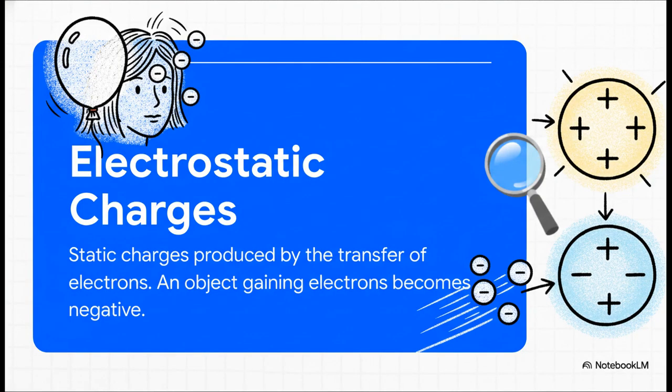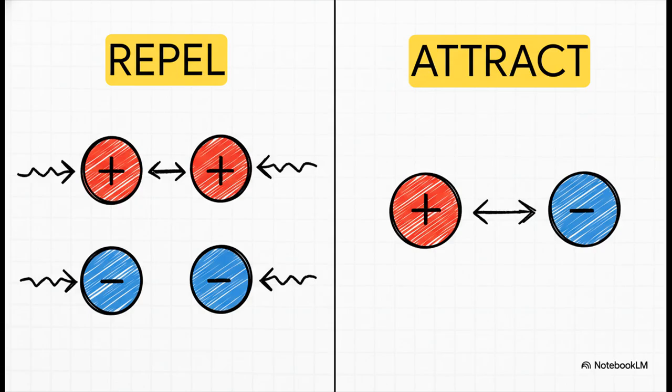So imagine this. You rub a balloon on your hair, right? What's actually happening is that tiny electrons are jumping from your hair to the balloon. Now, this is super important to remember for your exams, okay? Only the negative electrons can move. The positive protons, they're stuck. They cannot move. So it's pretty straightforward. The thing that gets extra electrons becomes negative, and the thing that loses them becomes positive. Simple as that. And once these objects have a charge, they follow one simple golden rule.